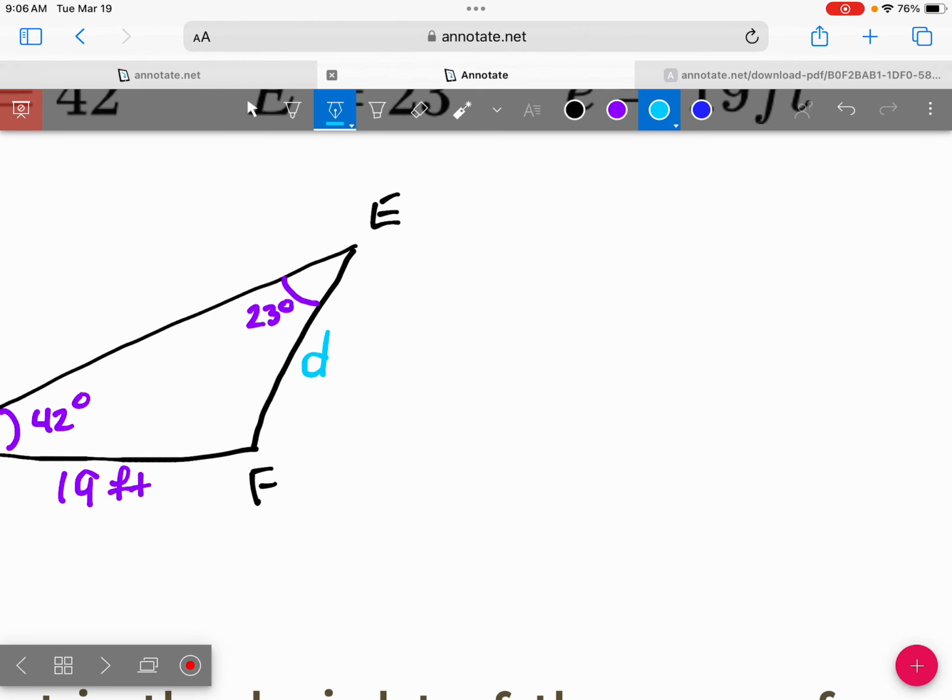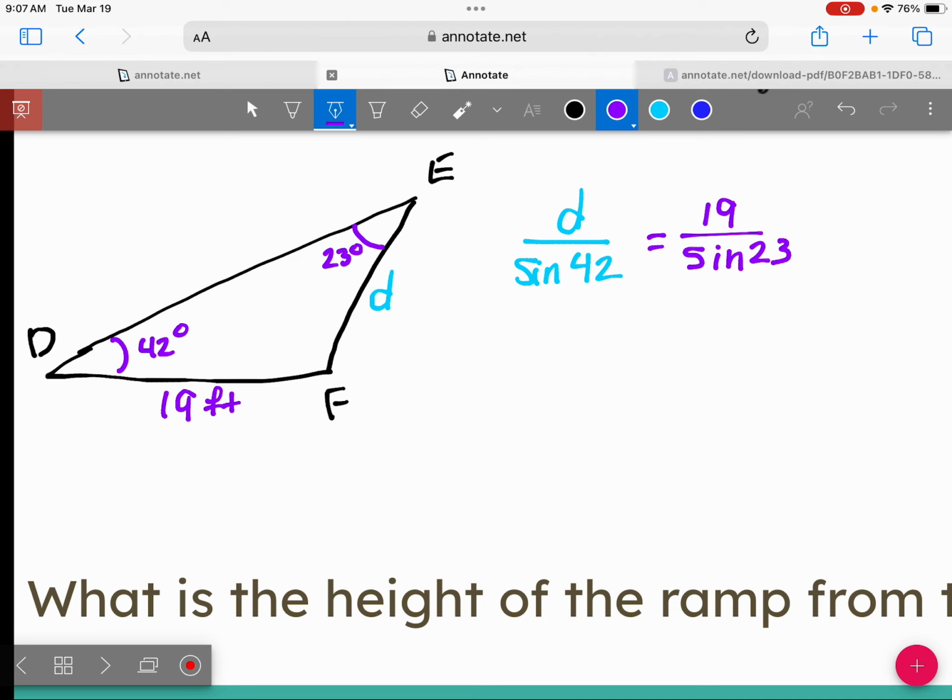Yeah. We're going to use the law of sines from yesterday. So we're going to have D over sine of its angle, sine of 42. And that's going to equal the same ratio as the pair that I know. I know 19 over sine of 23. So the side over the sine of the angle, they are in the same ratios.